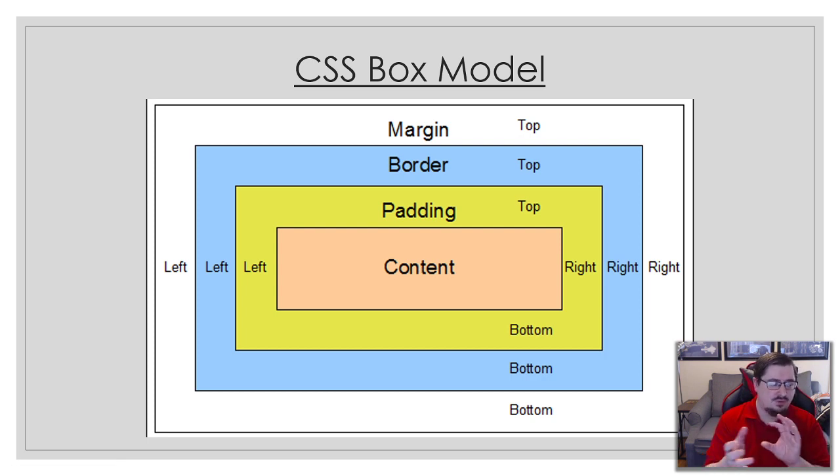You'll see that each of those boxes has four sides. There's a top, a bottom, a left, and a right. And that's important because remember the margin, the border, and the padding can be set to different values on each of those four sides.